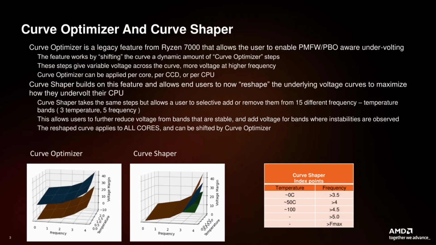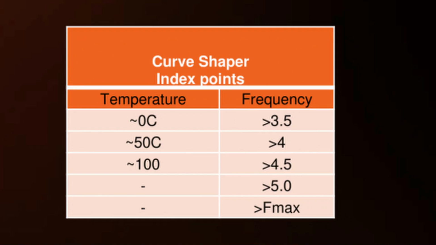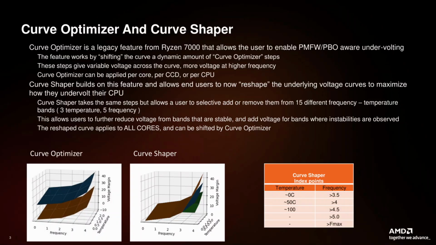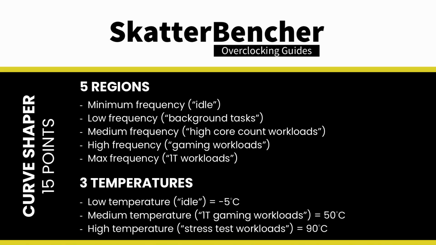In theory, it seems Curve Shaper is pretty straightforward. You get 15 additional tunable points across the VF curve. But the devil is in the details, because AMD's Precision Boost 2 technology doesn't really work with VF points. So instead of getting a list of specific tunable VF points, we get 5 regions and 3 temperatures.